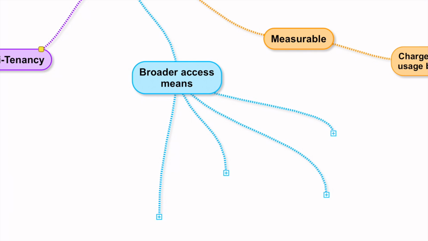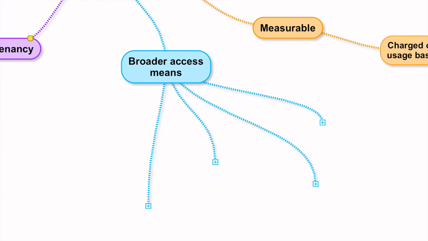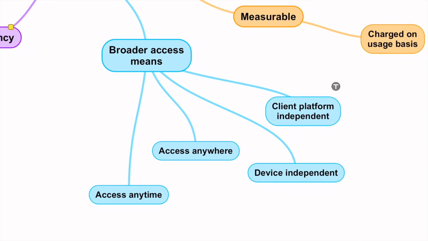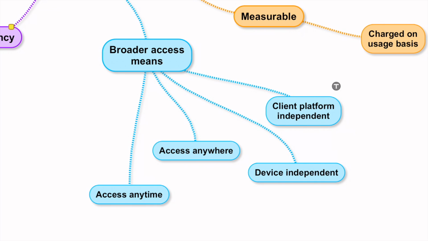And now the next characteristic, broad access means. Now, if you look at the points mentioned under broad access means, it basically looks at how you would be using the service, from what endpoint and using what means.